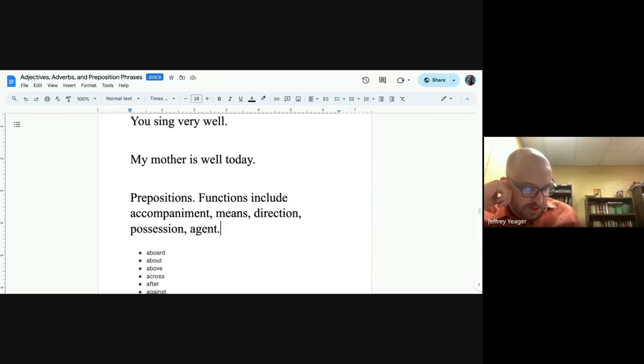He left with Bob. So with Bob, that's a prepositional phrase, right? With is a preposition. Then Bob's the object. You're going with Bob. You're accompanying Bob. She cut the rope with a knife. So means kind of means how, right? So she cut the rope how? With a knife.